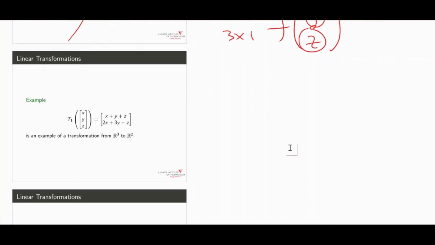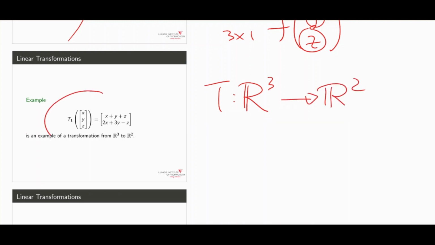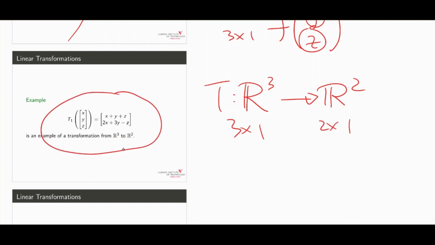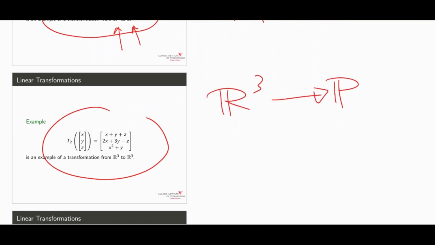We can also have an example that takes an element from R3 and maps it to R2. So you can see the input here is again a 3 by 1 column vector, and the output here is a 2 by 1 column vector. So this is an example of a transformation, a mapping, a function. They are all the same thing, which takes an element in R3 and maps it to an element in R2. And this is another example that takes an element in R3 and maps it to an element in R3. So these are all transformations. Transformations, mappings, functions, they are the same thing.